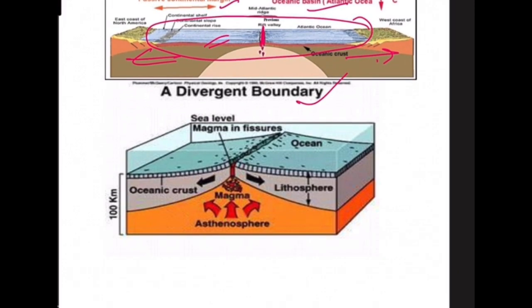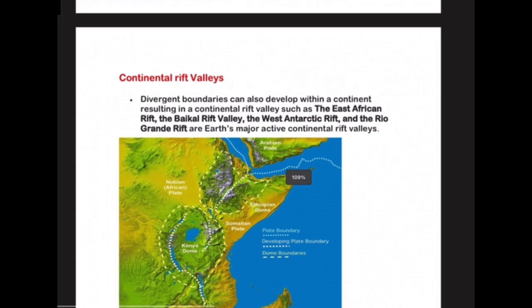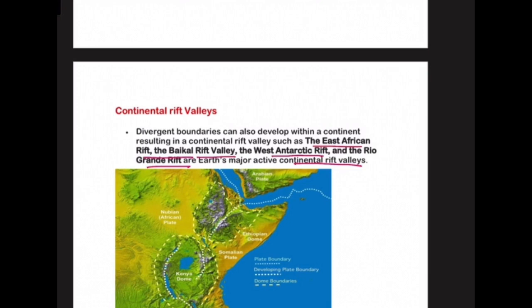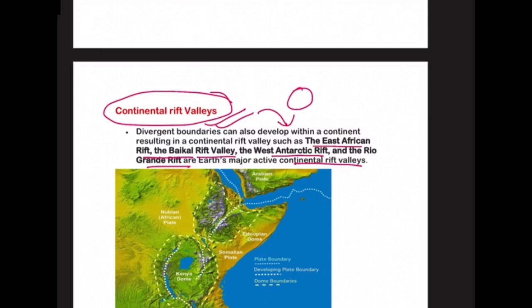Now, moving forward, let us discuss what a continental rift valley means. Divergent boundaries can also develop within a continent, resulting in a continental rift valley such as the East Africa Rift Valley, the Baikal Rift Valley, the West Antarctic Rift Valley, and the Rio Grande Rift, which are Earth's major active continental rift valleys. Above, we discussed rift valleys mainly forming in oceanic plates. But when a divergent plate boundary occurs on a continental plate, what mainly happens?